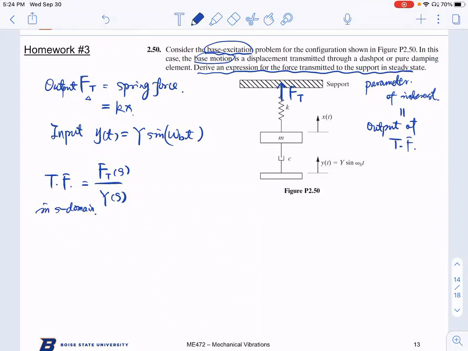Right? So that's your transfer function you need to find out. In order to get the transfer function, you need to find the system equation, the ODE. What is the ODE here? The best way is using Newton's method here.